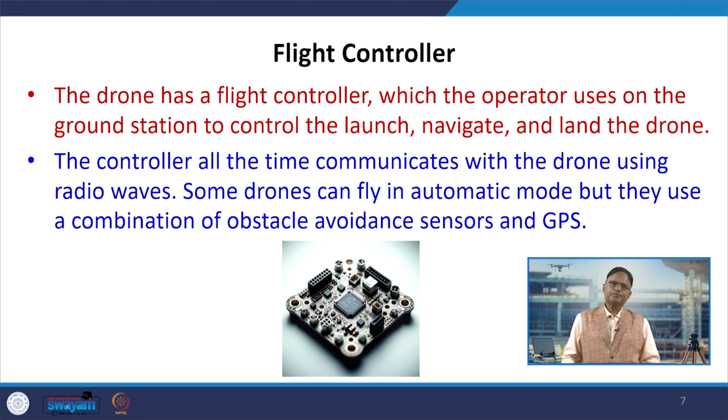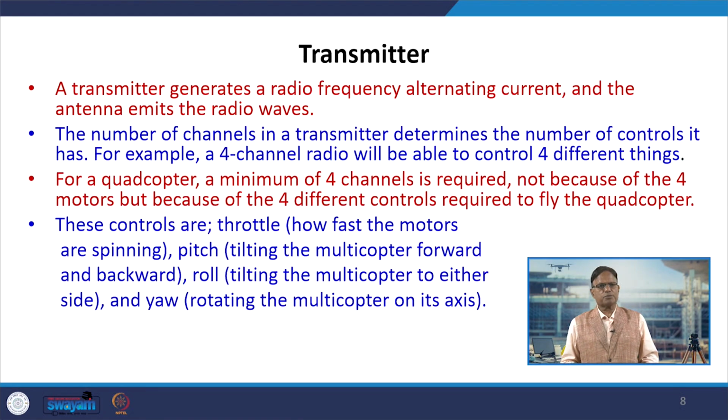The flight controller: the drone has a flight controller which operates from the ground station. You control it from the ground station to navigate and to land the drone. The controller communicates with the drone system all the time, with the help of radio waves. Some drones can fly in automatic mode, as I told earlier, but they use a combination of obstacle avoidance sensors and GPS. They take the data from the two and then they can avoid the obstacles.